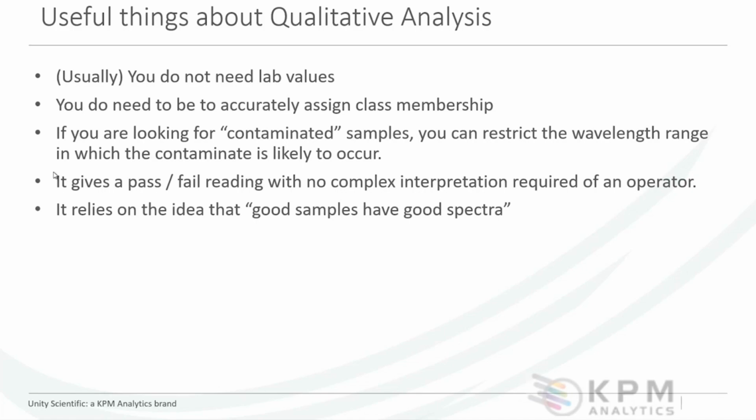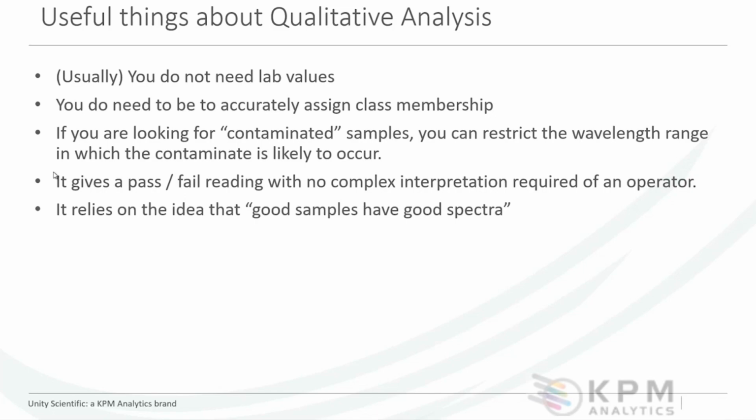Well, if we've got knowledge about our samples, if we've got knowledge that says that these samples are good for whatever reason, they produced a good product. If we know that these samples are good, we can start our qualitative analysis project and calibration without any reference values at all. We just need to be able to assign either a class membership, product A, B, or C, or we need to be able to assign good versus bad.